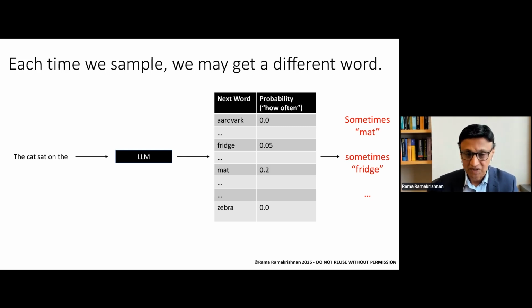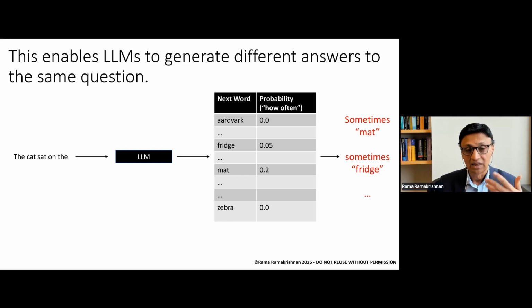That's really what I mean by sampling. So maybe most of the time you are going to output Matt, some percent of the time you're going to output fridge, and so on and so forth. And because of this sampling process, LLMs can actually generate different answers to the same exact question.